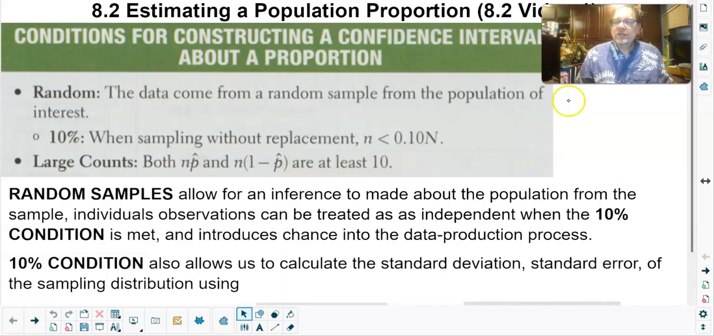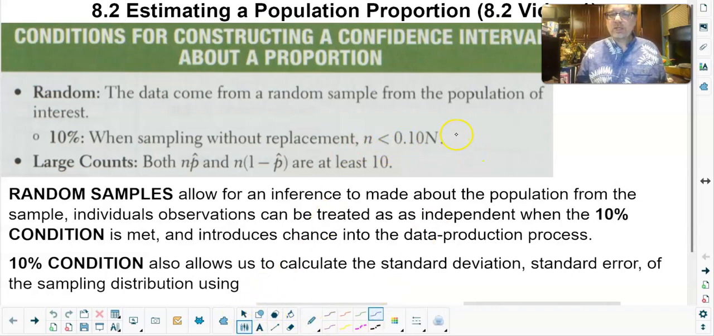So what we're going to do in this video in 8.2, we're going to start talking about our proportions. Remember, proportion is P, parts over whole. So when we are constructing a confidence interval about a proportion, we need to meet a couple conditions. First off, we need to be random. So the data comes from a random sample from our population, and we need to meet the 10% condition. When we're sampling without replacement, our sample size has to be less than 10% of the population.